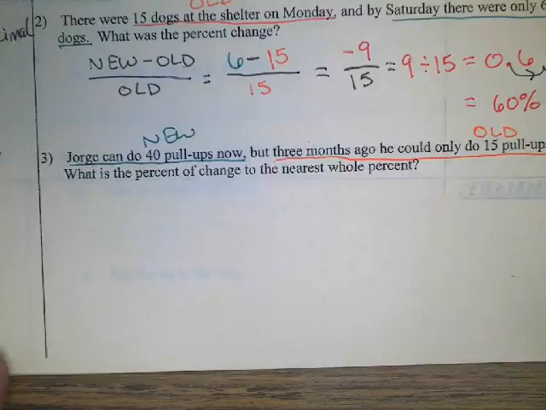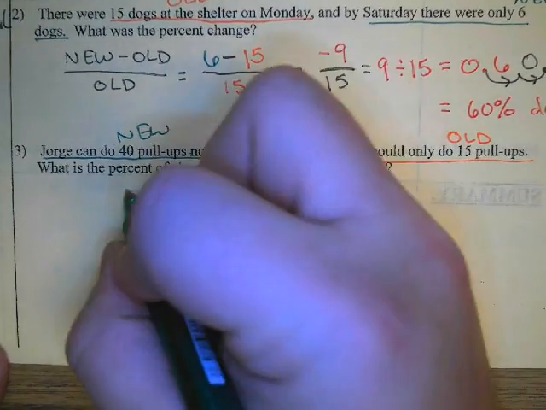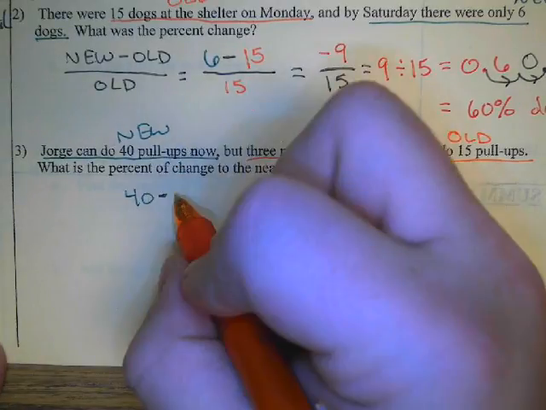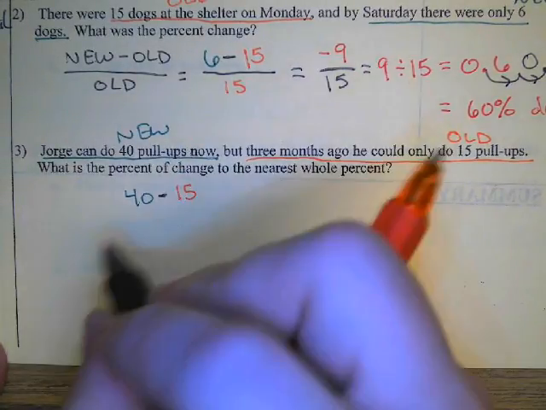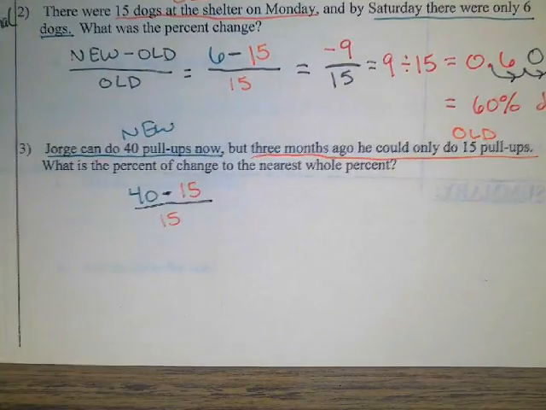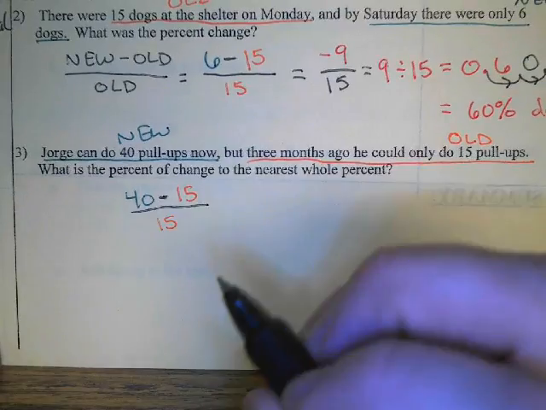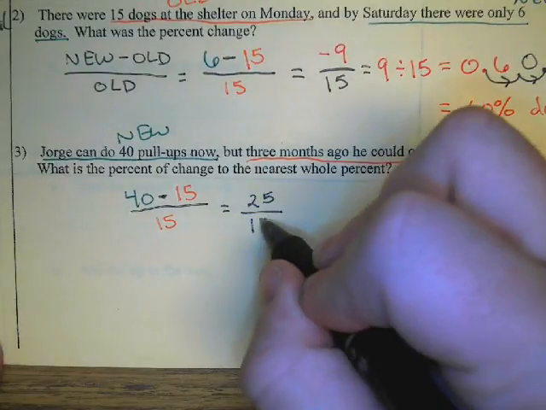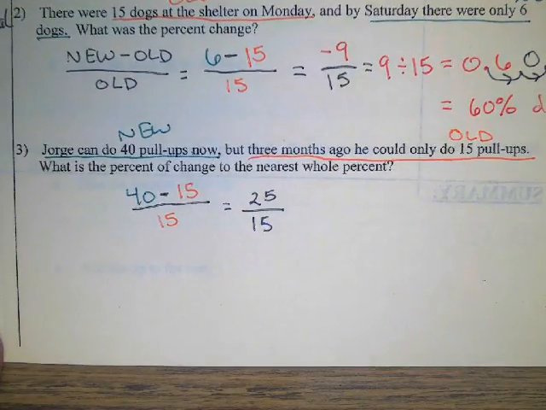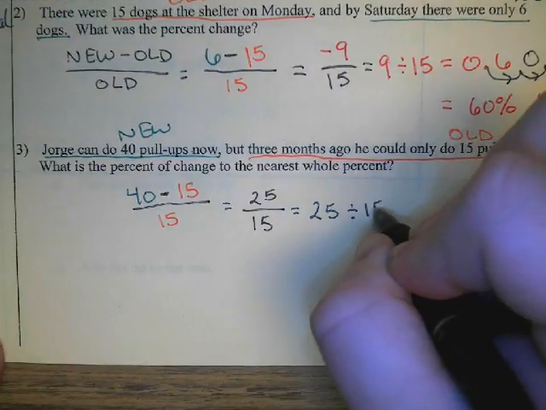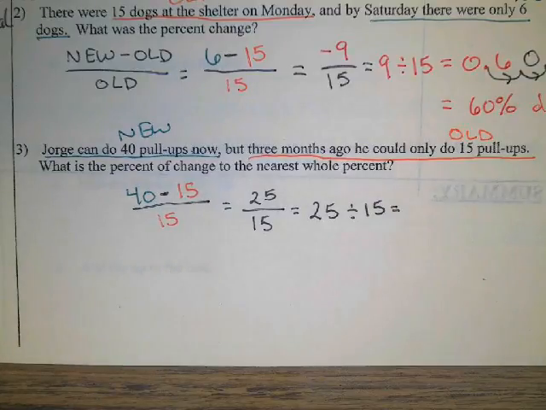And we'll use our equation. New minus old, 40 minus 15, divided by 15. Now we just do the math. We'll do 40 minus 15, which is 25. And our denominator stays the same, and we get 15. Now I'll divide these. 25 divided by 15 is equal to, let me pull out our calculator.